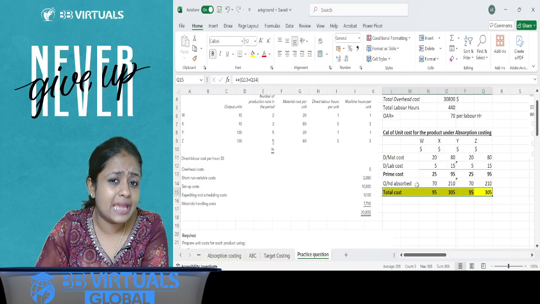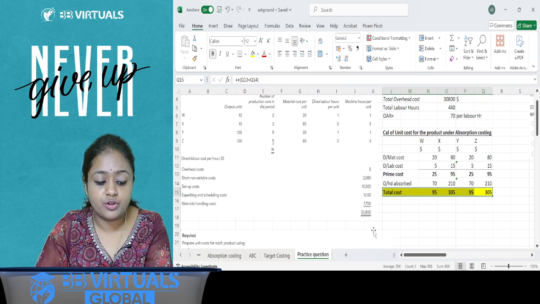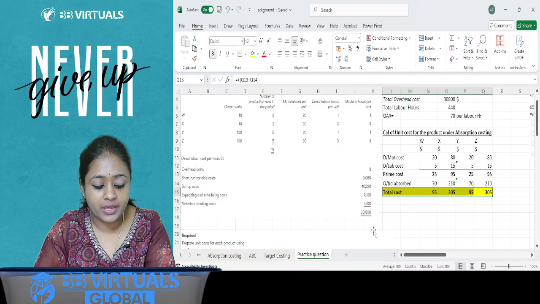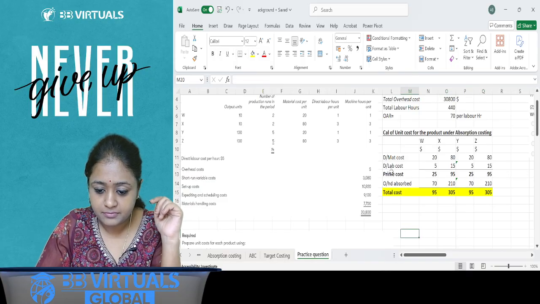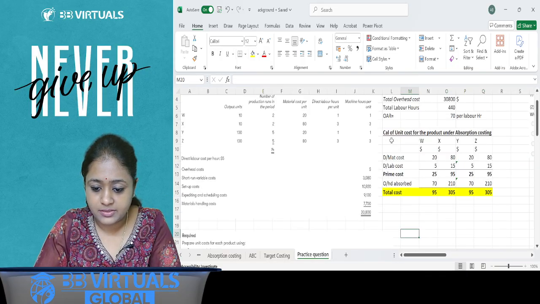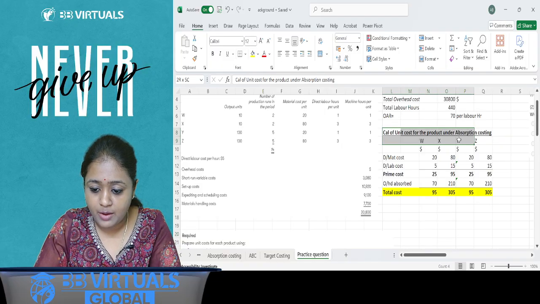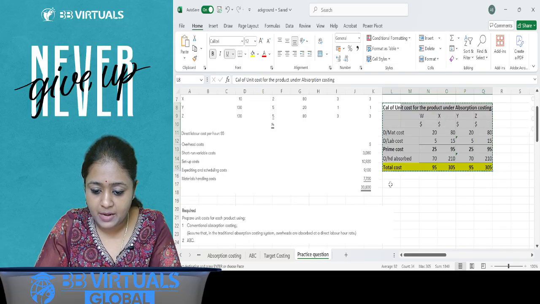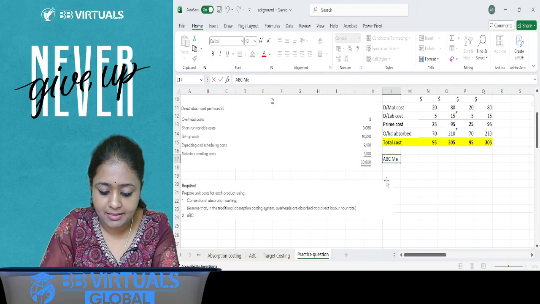Now let's do the same calculations but with ABC costing, so that we would know exactly where the difference is. Okay, so now let's do this with the ABC method. Now I will copy this, and I'll just prepare a proforma here. I will write here ABC method.